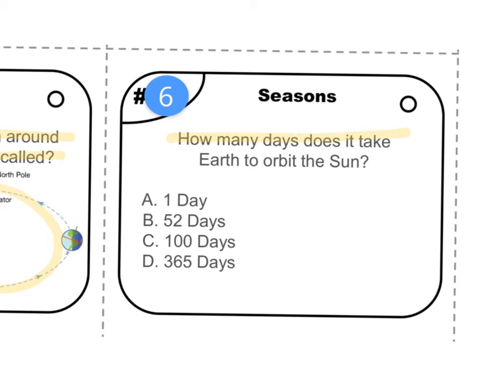How many days does it take the Earth to orbit the sun? Earth going around the sun. 1 day, 52 days, 100 days, or 365 days? And the answer is 365 days.